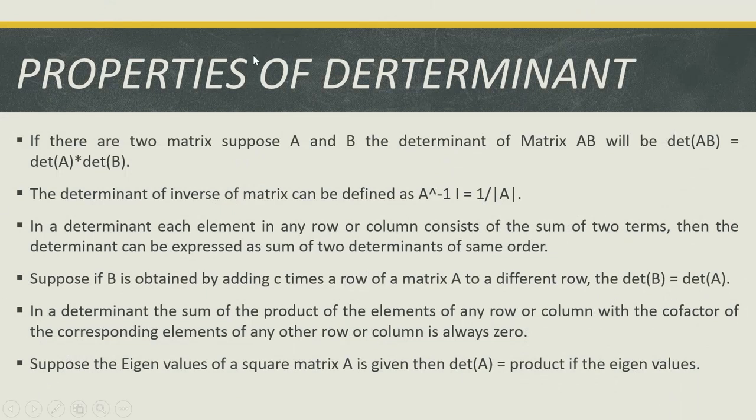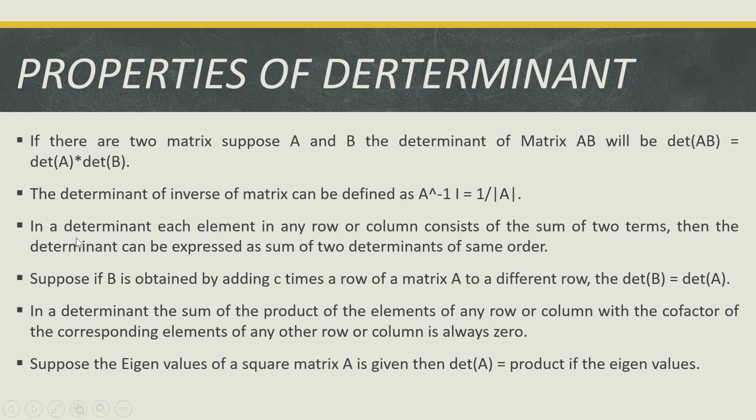The seventh property is that if there are two matrices, suppose A and B, then the determinant of the matrix AB would be the product of determinant of A as well as the determinant of B. The eighth property of determinant is that the determinant of inverse of a matrix can be defined as determinant of A to the power minus 1 equal to 1 divided by determinant of A.